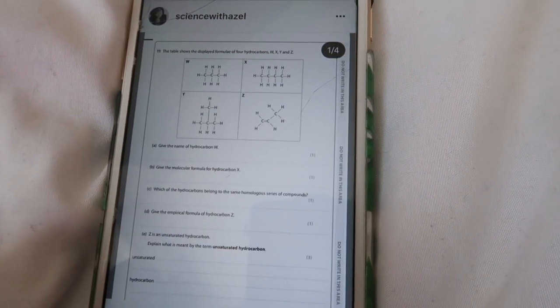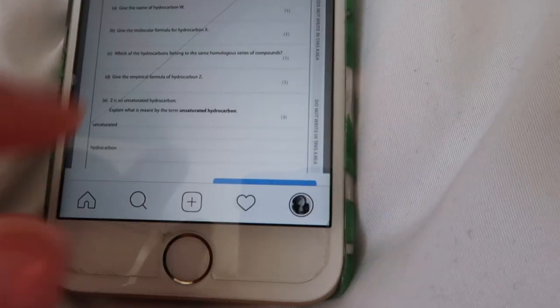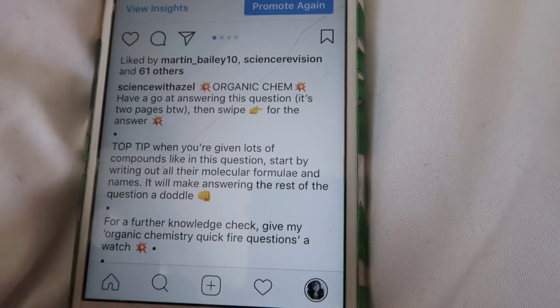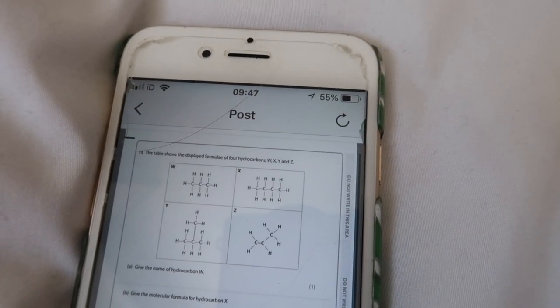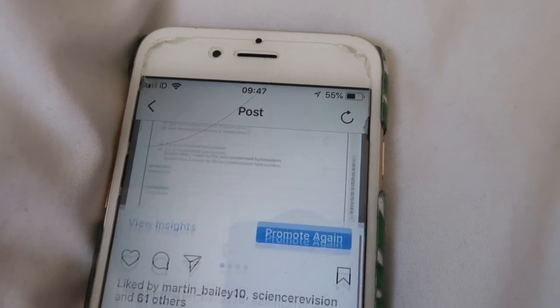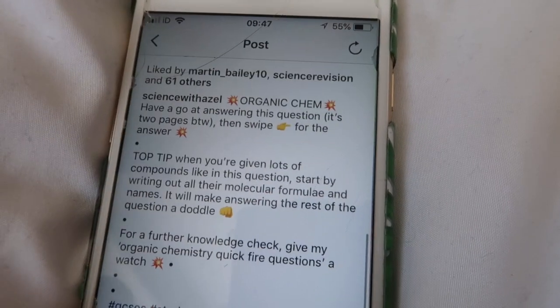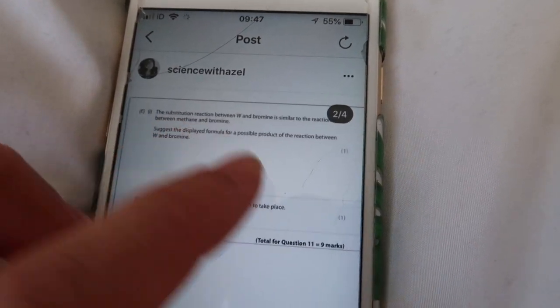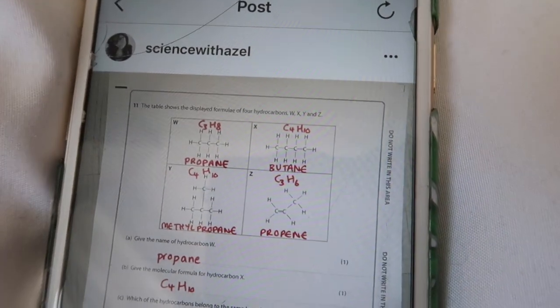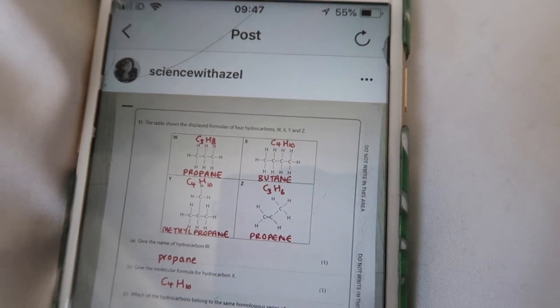This was quite a popular post on organic chemistry, and obviously I provide tips down here on how to approach it, because things like this can be quite difficult when you're trying to work out the different structures and how they relate to the question. Whereas if you do what I do, which is you write out the name of the compounds, I'll just show you here. That makes pulling out the correct answer far easier.